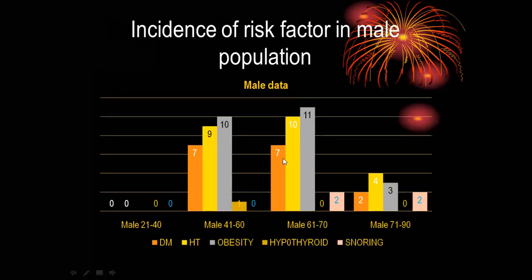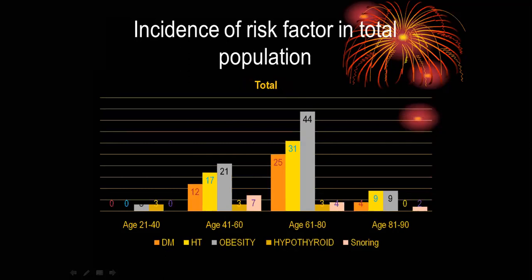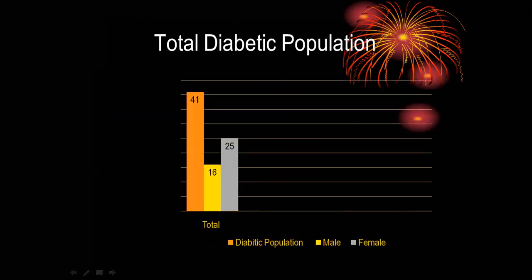On the contrary, the male population starts being affected at the age of 40 years only. So it's not that females are affected at a later age, but we're finding many males who are obese, hypertensive, and diabetic suffering from an earlier age also in this population study of 111 subjects. The incidence of risk factors, like diabetes, hypertension, obesity, hypothyroidism, snoring, all these 5 factors have been taken into consideration. Look at the total diabetic population, significant. Males are fewer, females are more in the diabetic population.